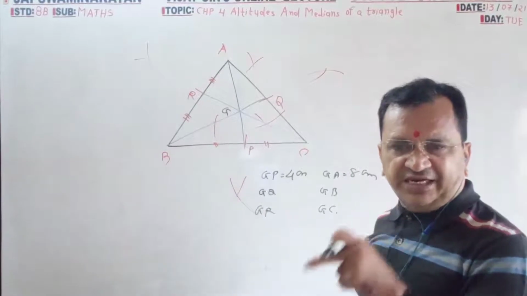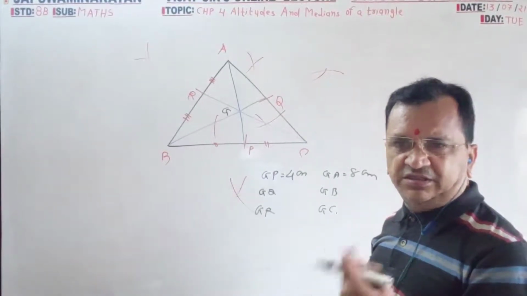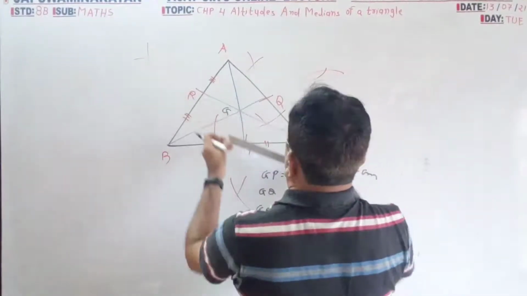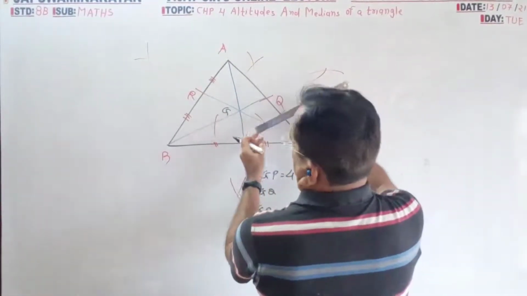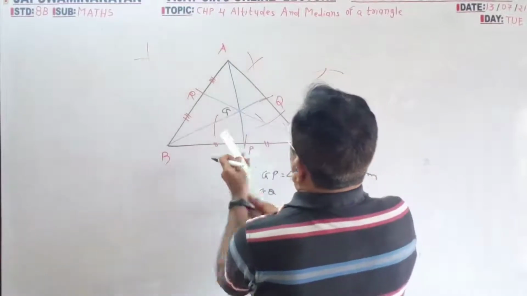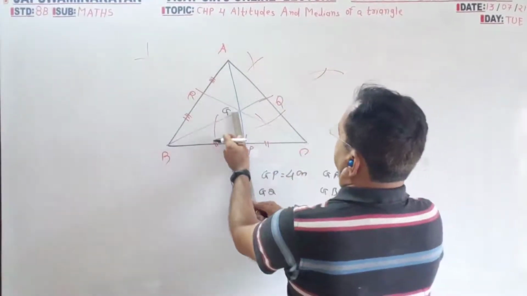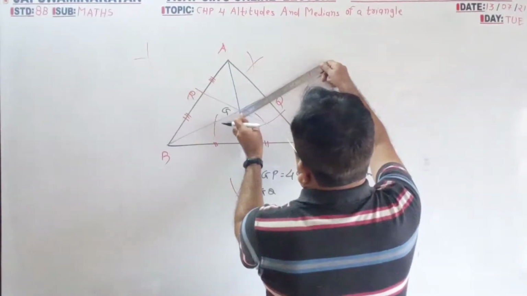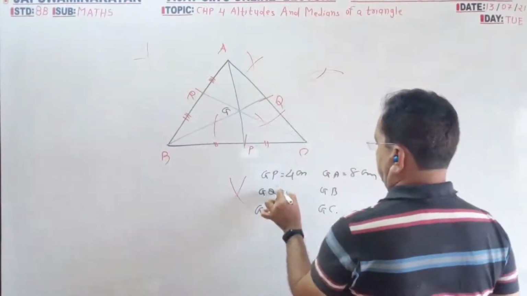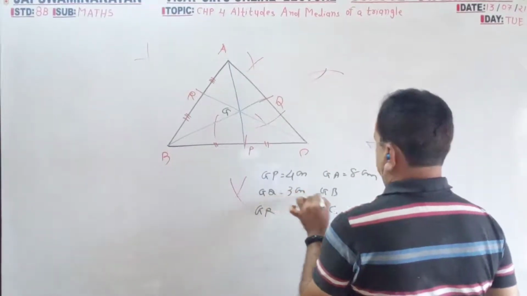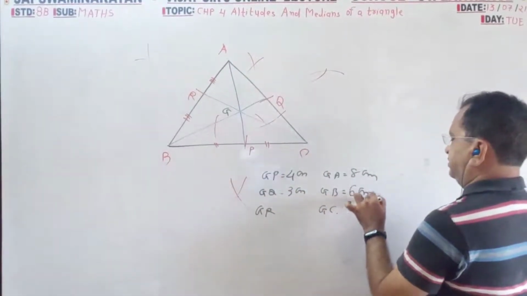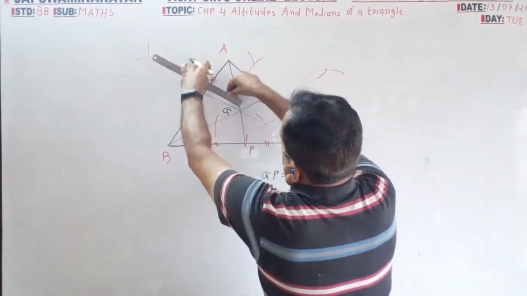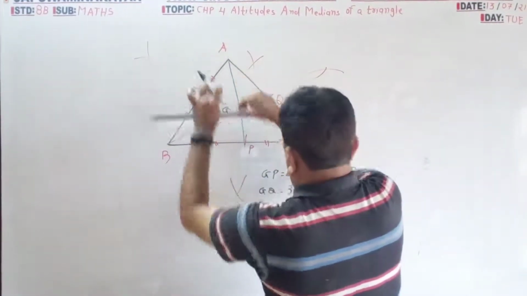If you will measure and write something else, if it is not double, 0 mark. Then GQ. GP it was, no, sorry. It is 4. Now it is 3. So it is 6 centimeter. GR, it is 5.